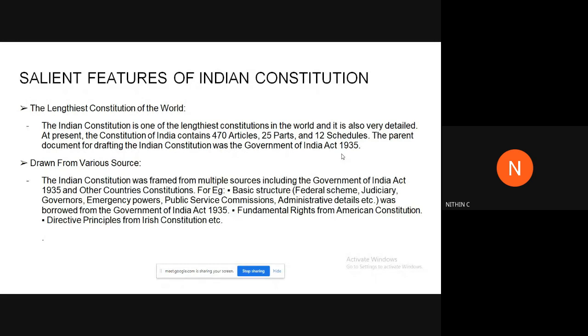The lengthiest constitution of the world. Second, the various features have been drawn from various other countries' constitutions as well as the Government of India Act, 1935. Then this was another point that was also discussed: our constitution is a blend of rigidity and flexibility.